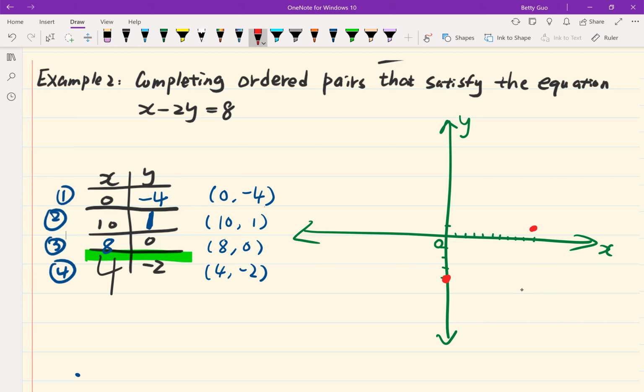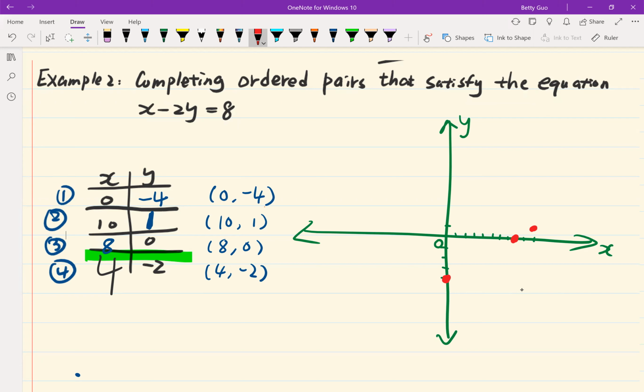Third point, 8, 0. This point has a y value of 0. So which quadrant or scales? 8, 0. X-axis, exactly. It is 8 units to the right of the origin on the x-axis.